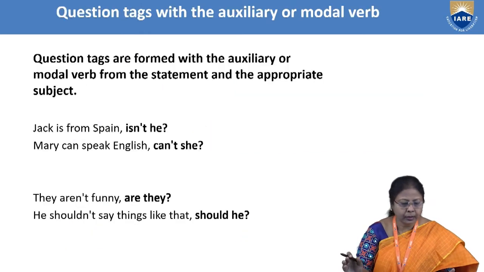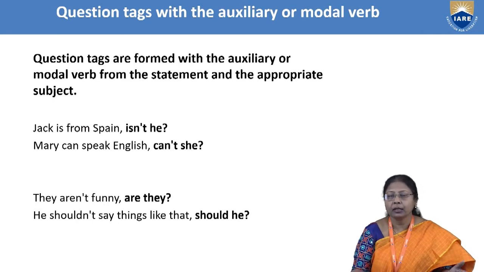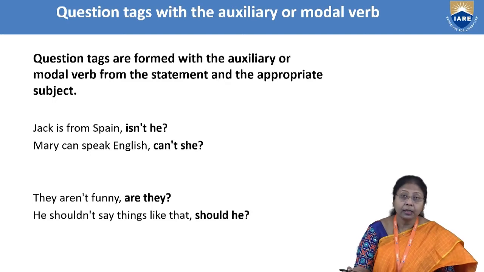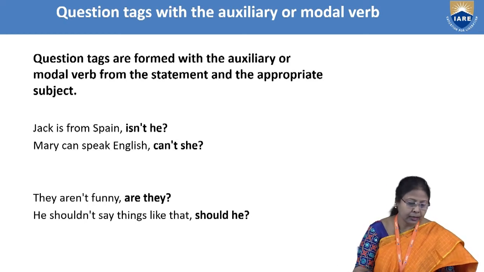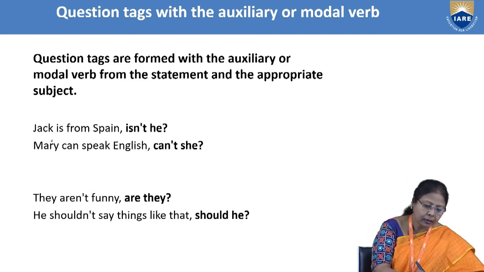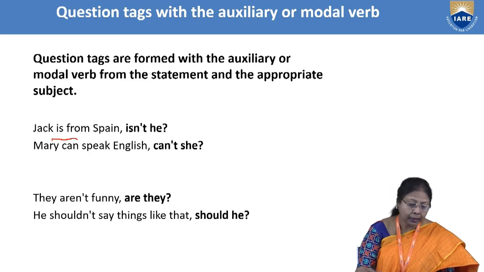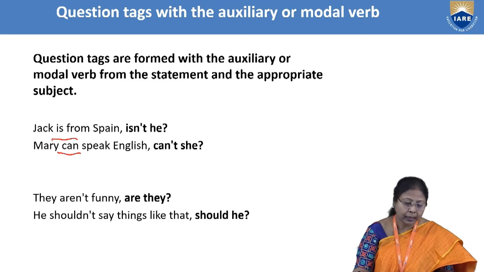Okay. The next one is question tags with auxiliary or modal verbs, which we discussed in the previous slide. Here, question tags are formed with auxiliary and modal verbs from the statement and appropriate subjects. Jack is from Spain. Is is an auxiliary verb. Isn't he? Negative question form. Mary can speak English. Can is an auxiliary or modal verb. Can't she?